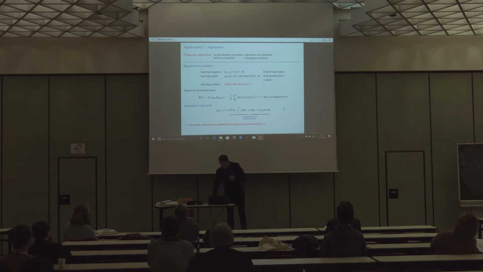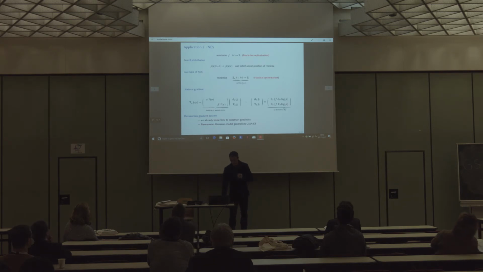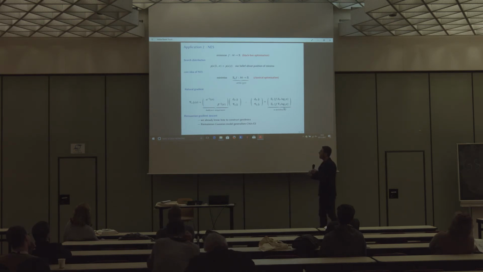For the second application, we consider natural evolution strategies. This is a problem of black box optimization on the manifold M. This means the cost function f is difficult to evaluate. The main idea is to implement a search distribution which expresses our belief about the position of minima. Naturally, we take this to be from a location-scale model. Then the core idea of NES is to replace black box optimization by classical optimization, because we minimize an expectation or other probabilistic construction instead of minimizing f itself.